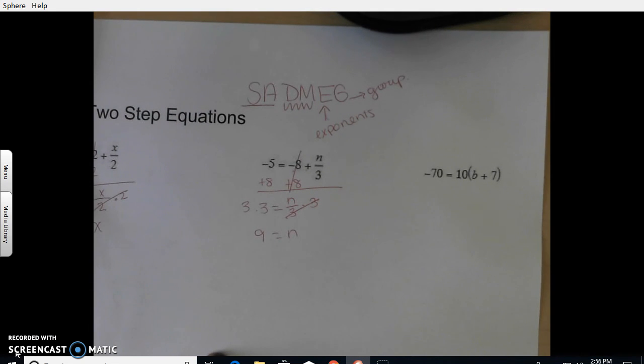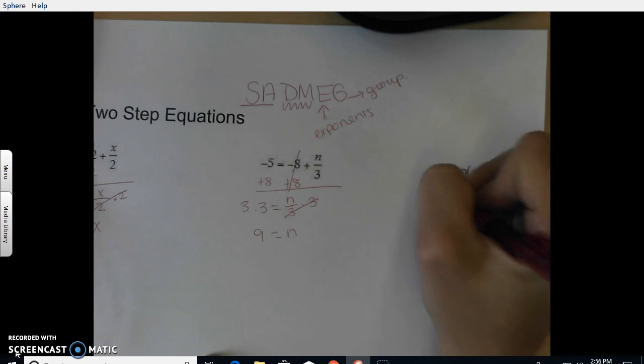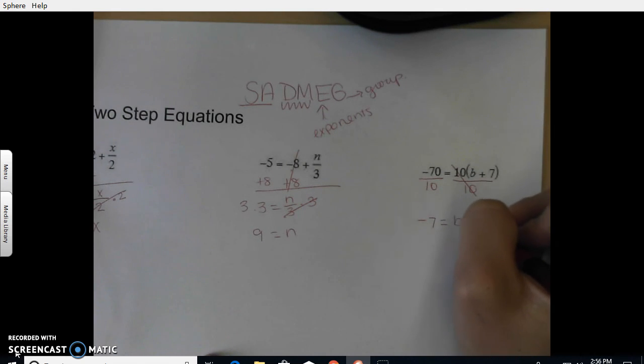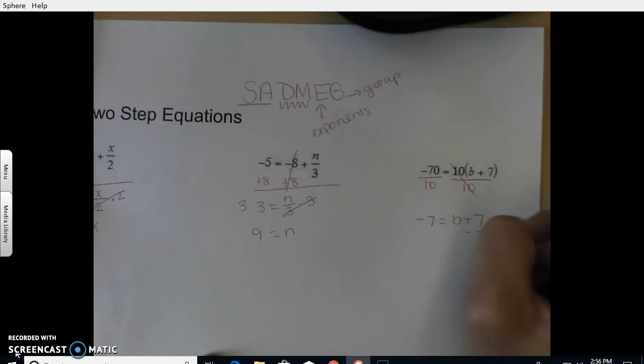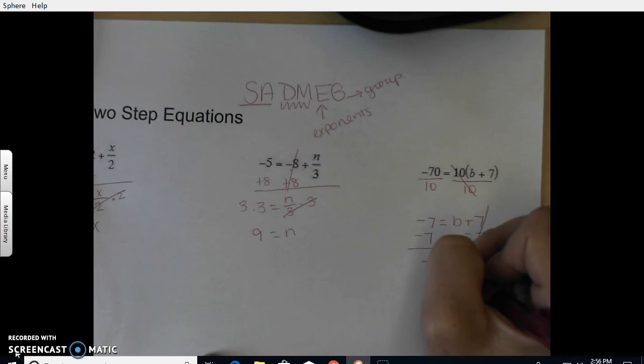Here you could do two things. You can divide by 10 and then get rid of the 7, or you can distribute the 7. I think it's easier to divide by 10 and get negative 7 is equal to b plus 7, and then subtract 7. And b is equal to negative 14.